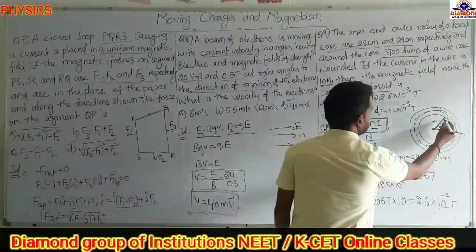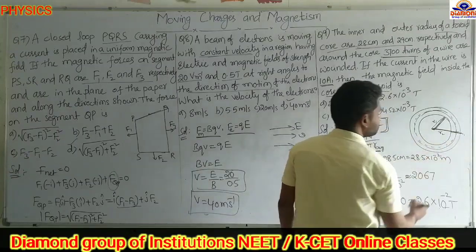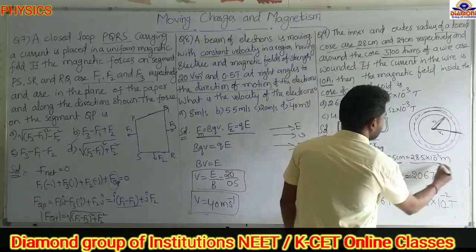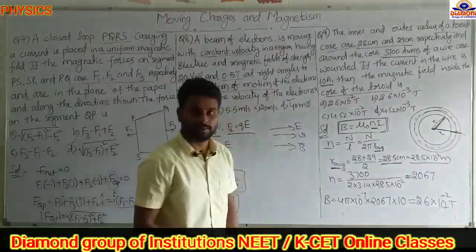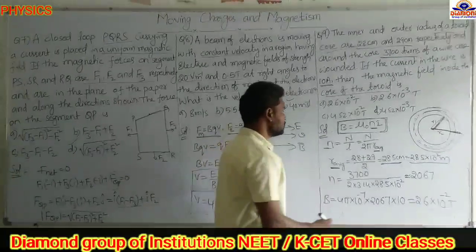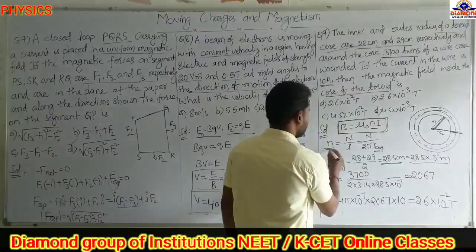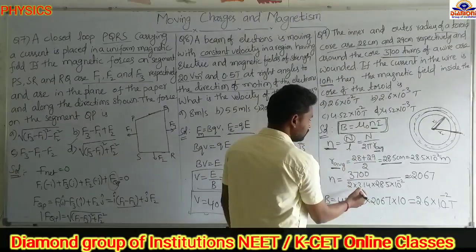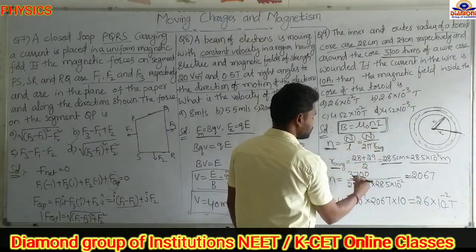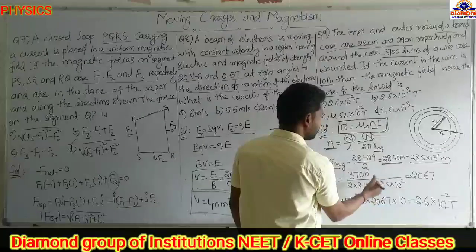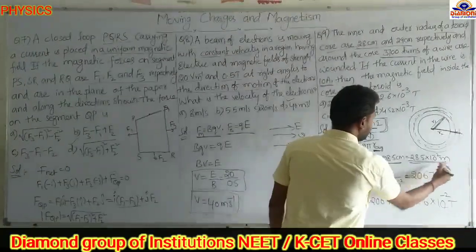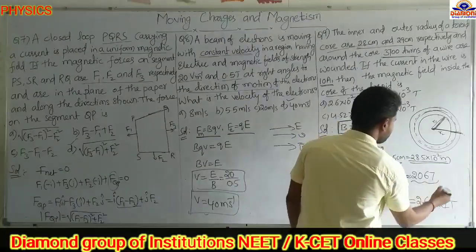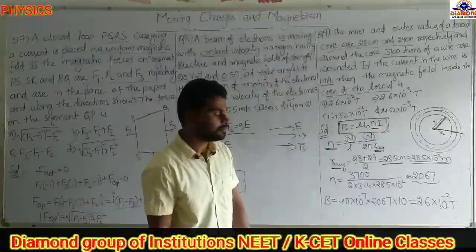The inner core radius is 28 and the outer core radius is 29 centimeters. The average is 28.5 centimeters. Converting into meters, 28.5 into 10 power minus 2 meters. Next, substitute this average radius in the number of turns per length. Small n equals the number of turns, 3700, divided by 2 pi r, with pi as 3.14 and r as 28.5 into 10 power minus 2. Simplifying, we get 2067.